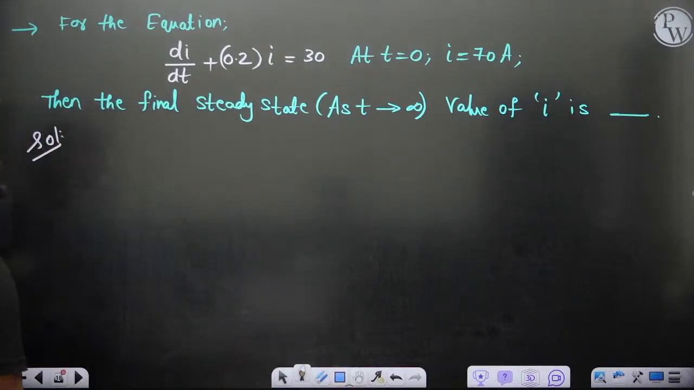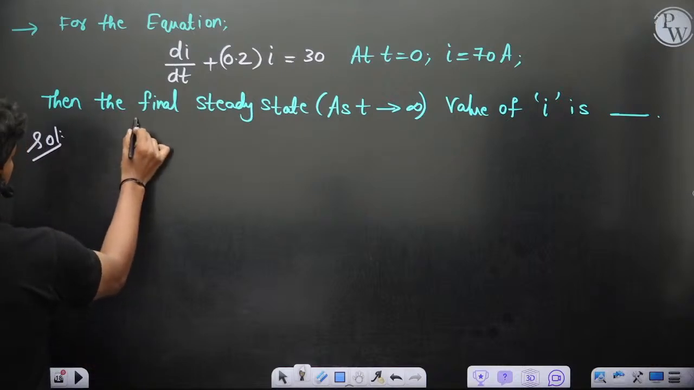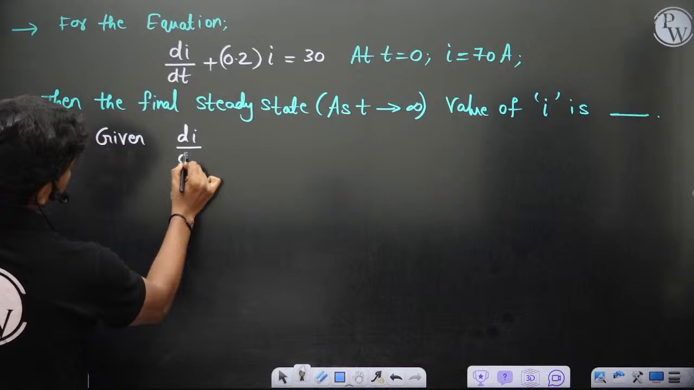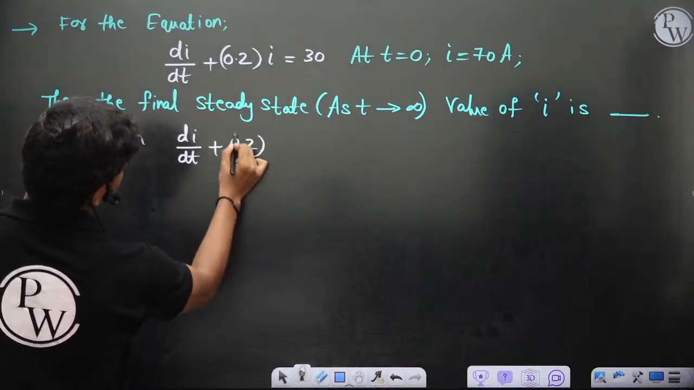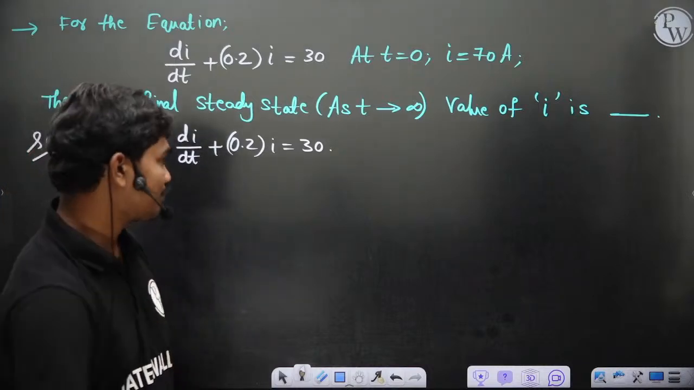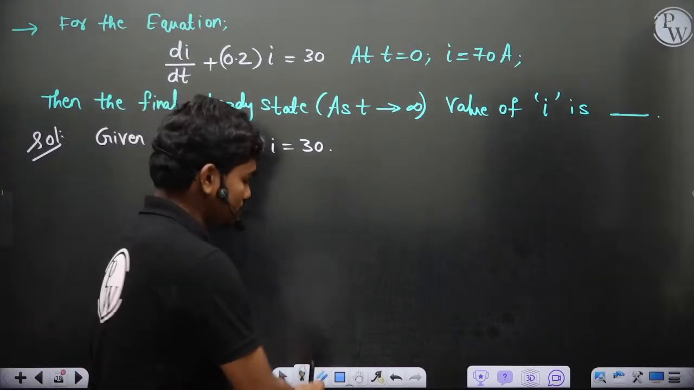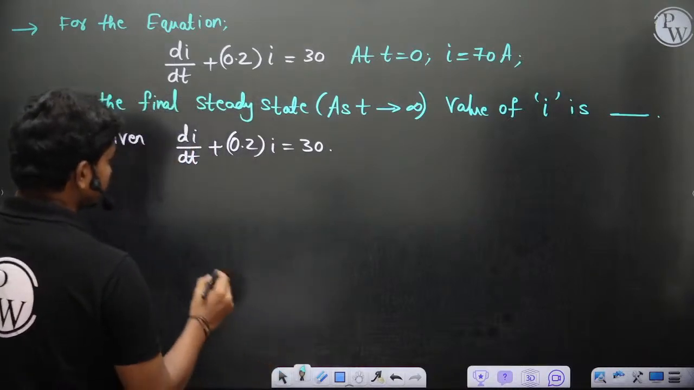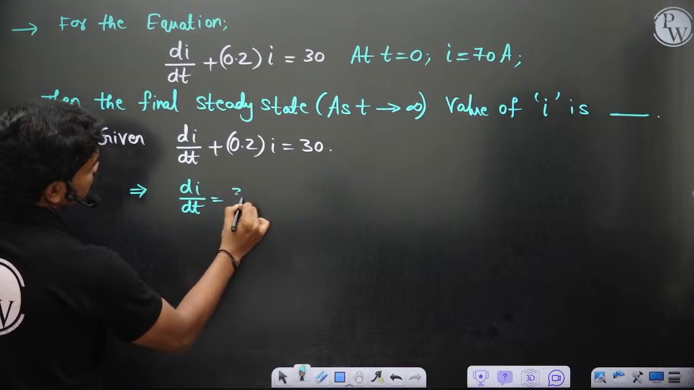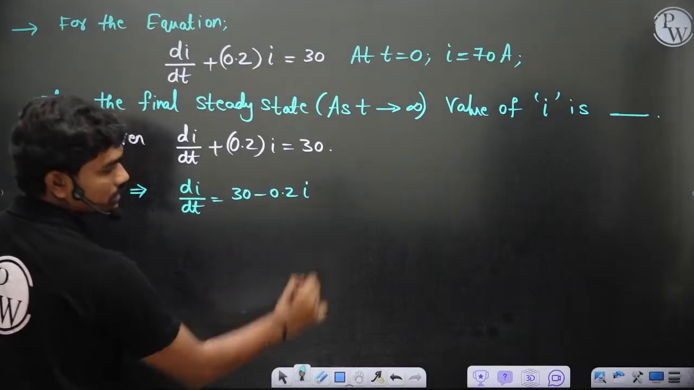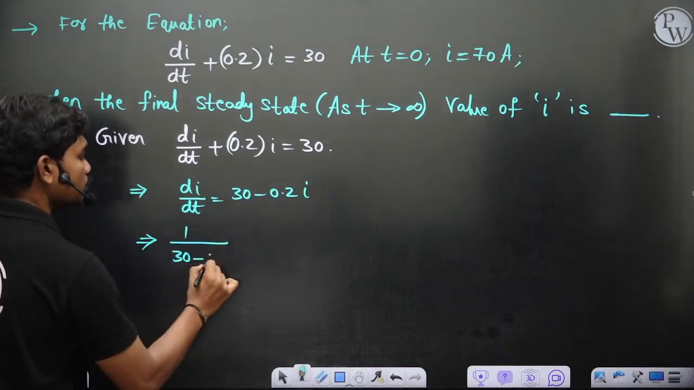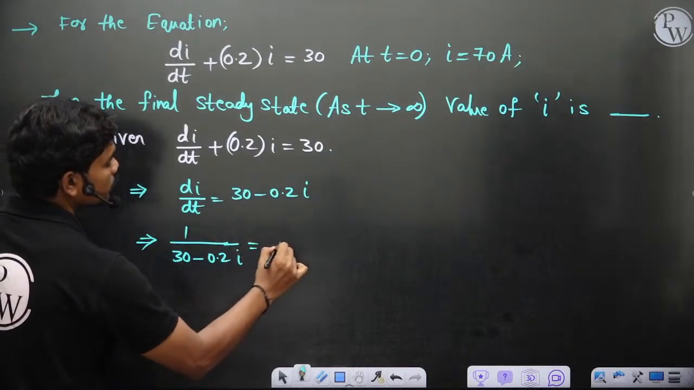Look, given di/dt + 0.2 I = 30. I have confused you good enough. Actually this question can be solved in 3 ways. The first method: di/dt = 30 - 0.2 I. Then this tells you di/(30 - 0.2 I) = dt.